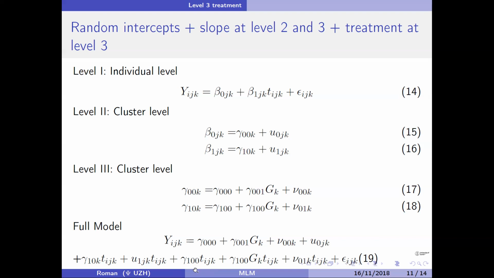We have the level 3 time intercept of the slope variation. We have the primary term of interest here, which is going to be the relationship at level 3 between the treatment conditions and time itself.